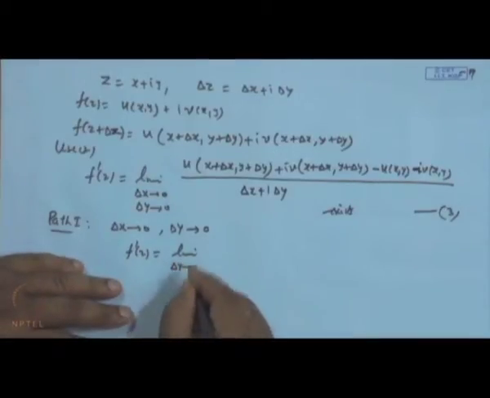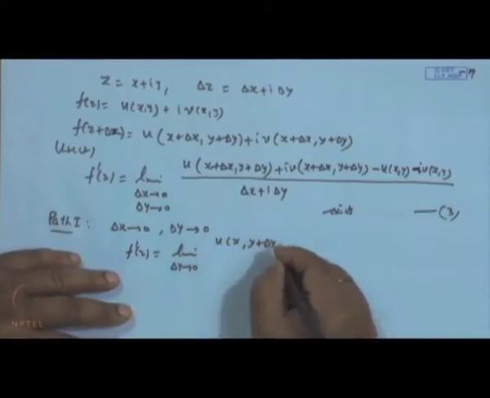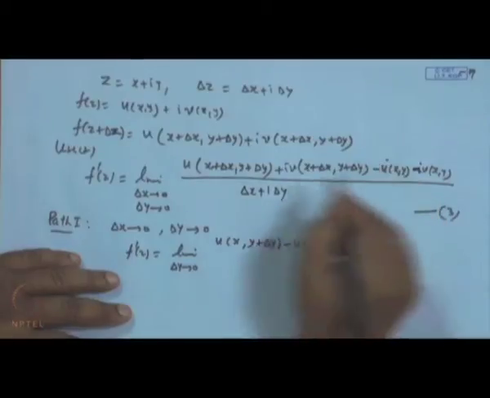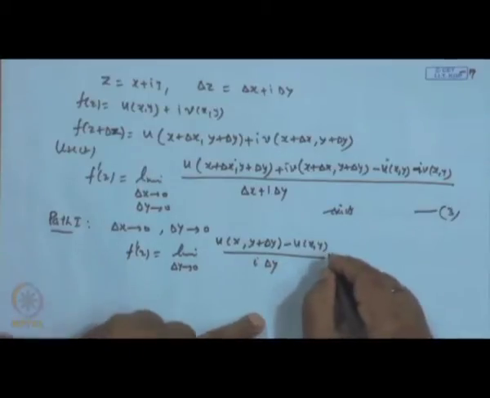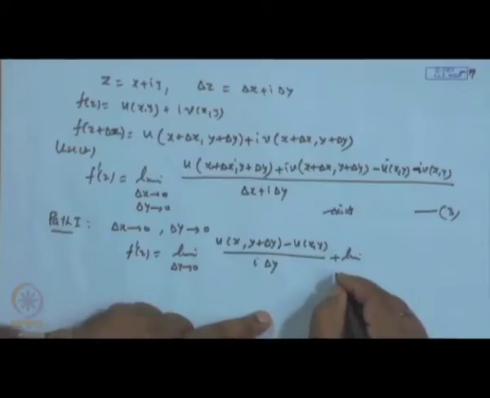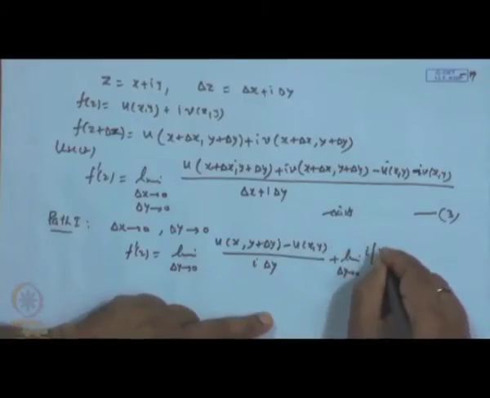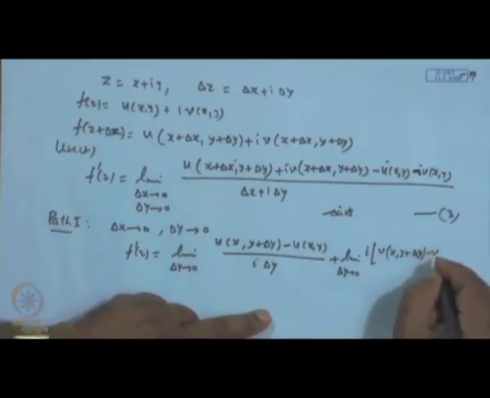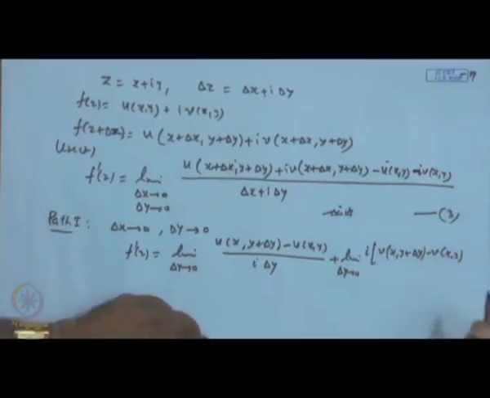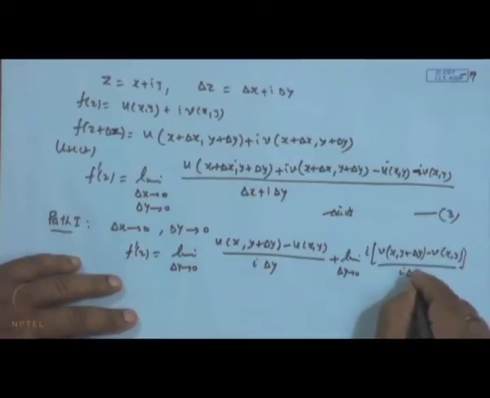So we are getting f prime z equal to the limit as delta y tends to 0 of u of x, y plus delta y minus u of x, y, divided by i delta y, and then the limit as delta y tends to 0, with i common, i times v of x, y plus delta y minus v of x, y, divided by i delta y.